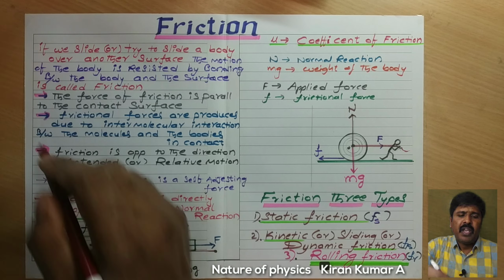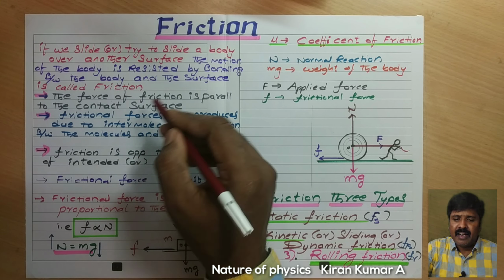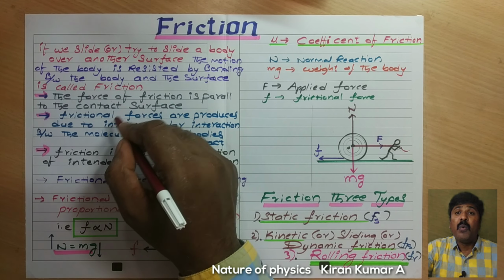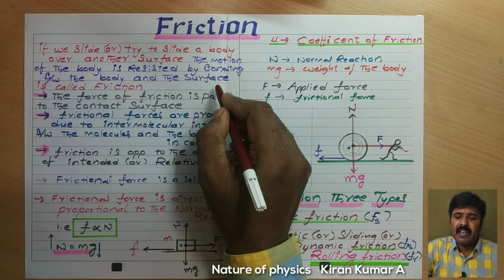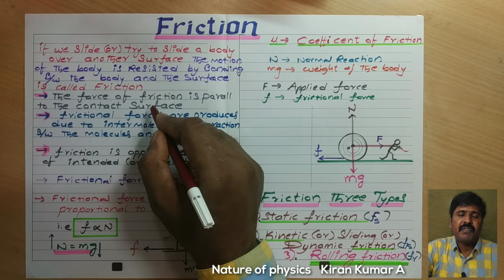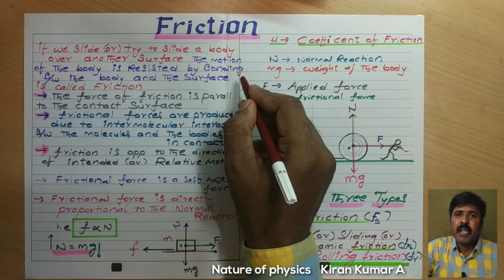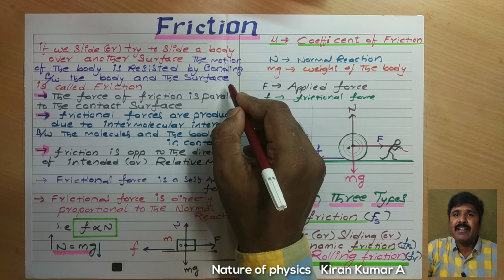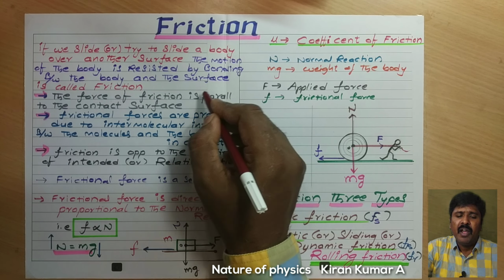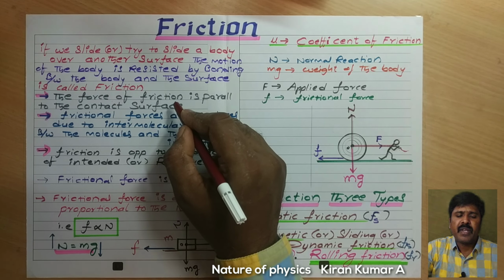Okay, so if we slide or try to slide a body over the surface of another body, the motion of the body is resisted by the bonding between the body and the surface. This is called friction, student.